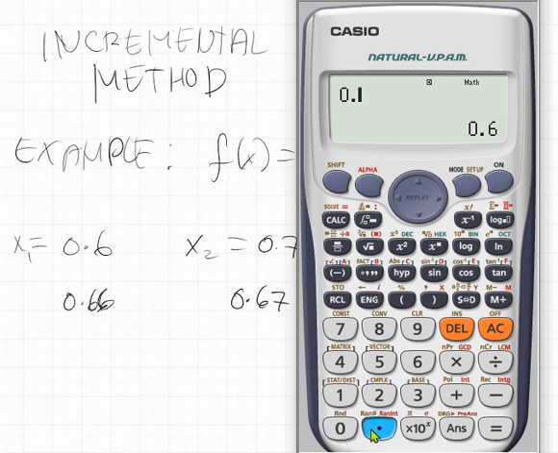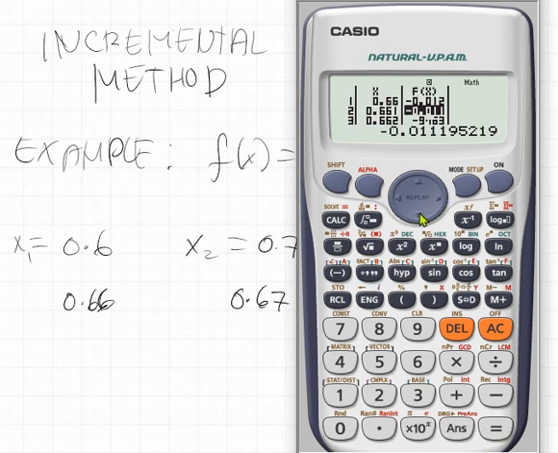So this 0.66, 0.67, we can decrease the increment to 0.001 and press equals. Then, where is it? There it is. From 0.669 to 0.67.